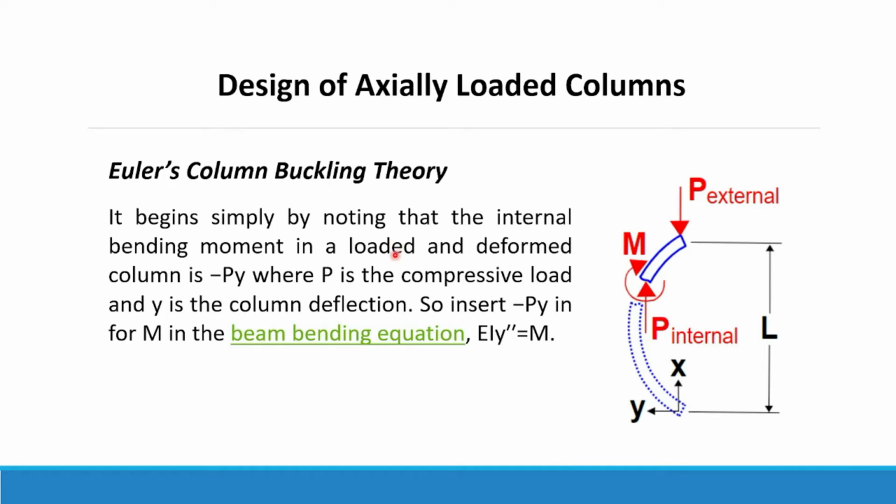It begins simply by noting that the internal bending moment in a loaded and deformed column is negative Py, where P is the compressive load and y is the column deflection. So insert negative Py for M in the beam bending equation, EI y double prime is equal to M. So this shows the external and internal forces, wherein within the internal forces we have the moment with a value P times y.